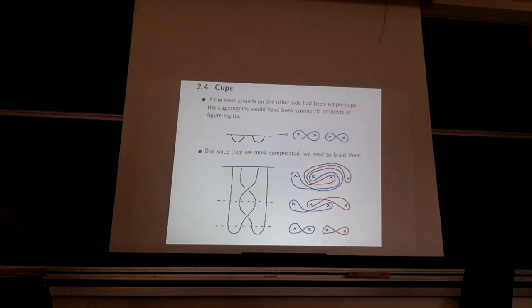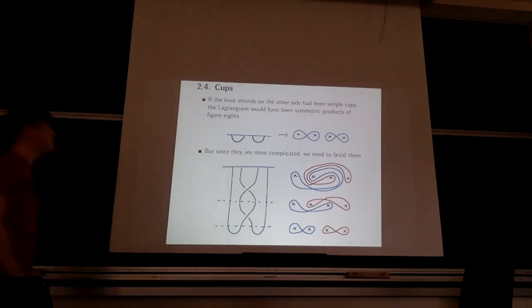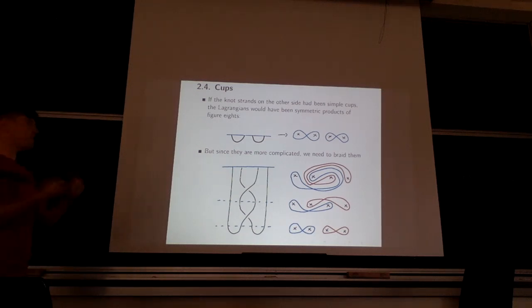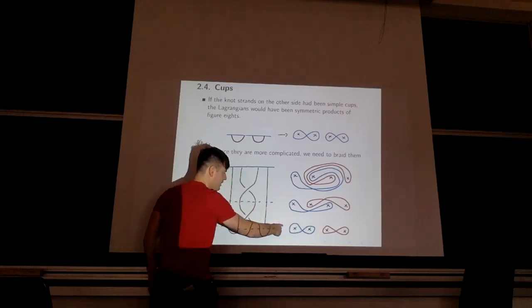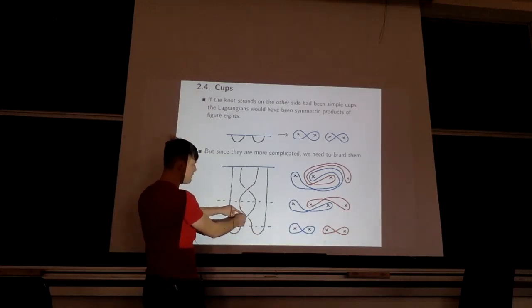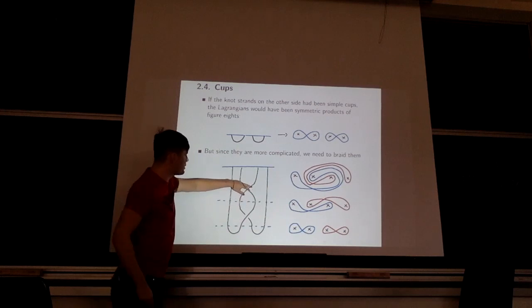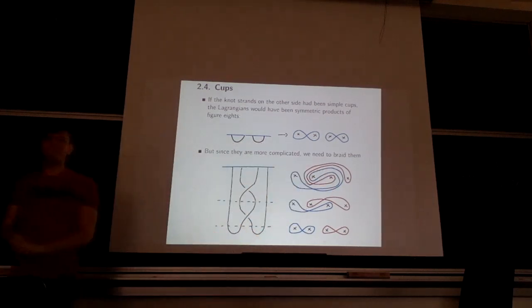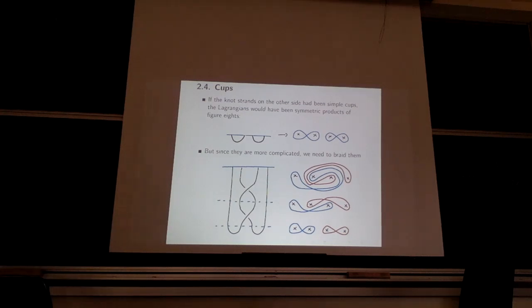So now let me turn to the bottom. If the knot strands on the other side were simple cups, the Lagrangians would have been symmetric products of figure eights, as shown in this picture. But since we have more complicated things, we need to braid these figure eights. So here I divide it into three slices. I told you that one associates these simple products of figure eights to the bottom cups. And now we braid, right? In the first step, you exchange these two strands by the left strand going in front. So here I take these two and I braid them like this. And I do it one more time here, and I end up with this kind of picture. The product of these braided figure eights is going to be the Lagrangian boundary condition that I associate to the other side of the interval.